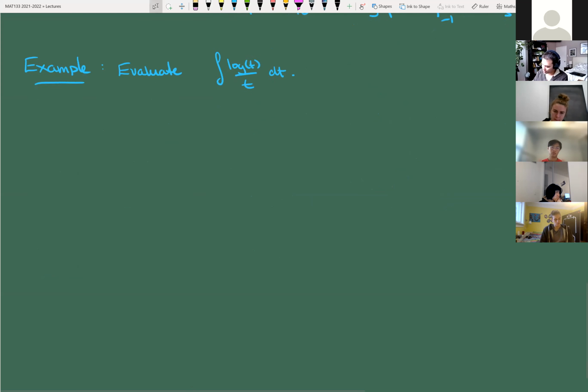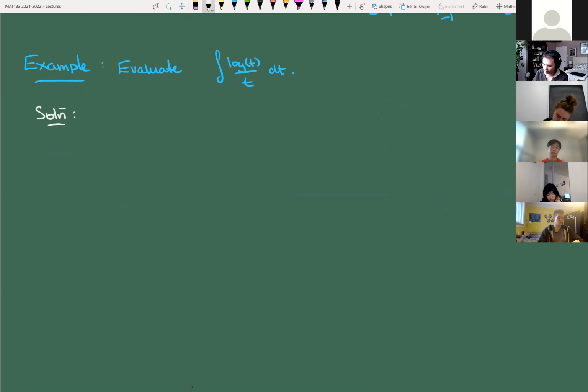Okay, but let's say we wanted to evaluate this thing. So solution, again, somebody tell me what the substitution is, like what function is going to be u, like do you see a function and its derivative? Yep, great. u is equal to log t. So the du is 1 over t dt. Everything worked out really nicely here. Exactly. So du is 1 over t dt.